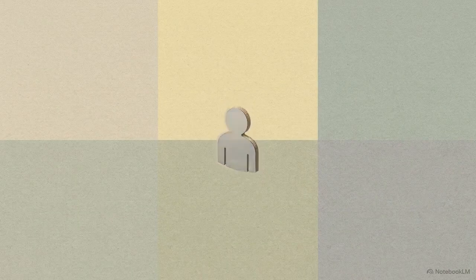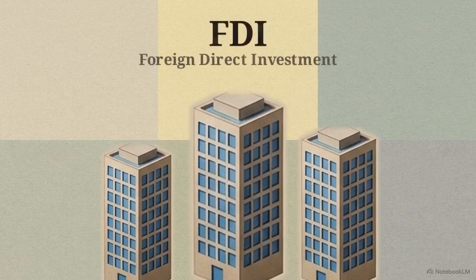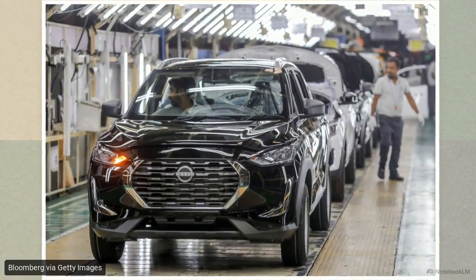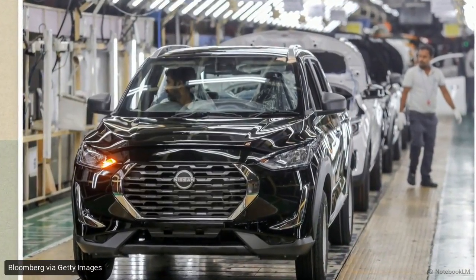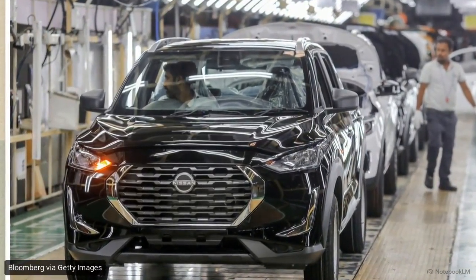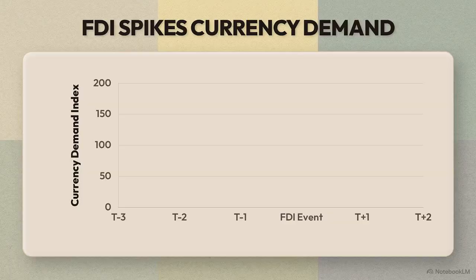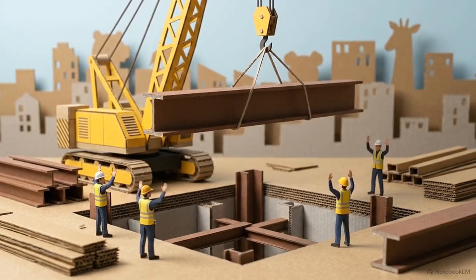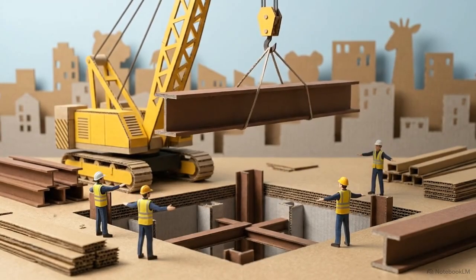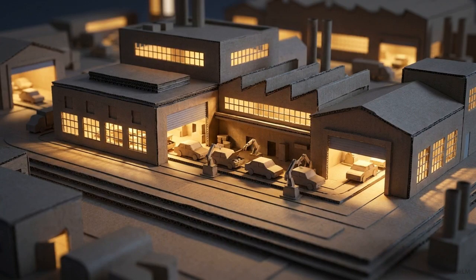Scaling up from individuals, we hit foreign direct investment, or FDI. This is when a multinational corporation decides to cross borders to buy real estate, construct factories, or set up physical operations in another country. Inward FDI triggers a massive, immediate spike in currency demand. If a foreign automaker decides to build a manufacturing plant in a new country, they have to buy millions in that local currency to pay for the concrete, the steel, and the local workforce. But there is a delayed reaction here.